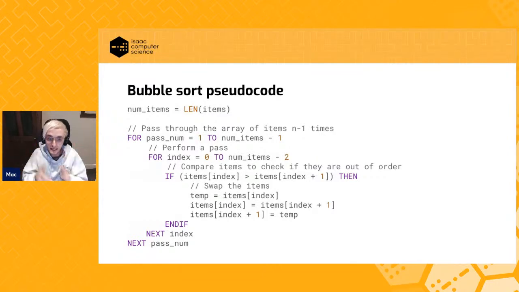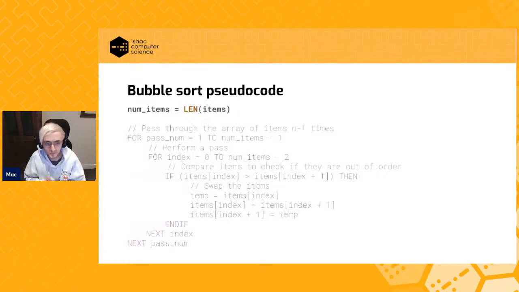So here is the full bubble sort pseudocode as we've just seen it. Now this is a lot to take in at once, so let's break it down a little bit. To start off with, we need to count how many items are in our collection. So the very first thing we do is check the length of our collection, which is named items in this case. And then we get a count of that and we store it in the variable num items.